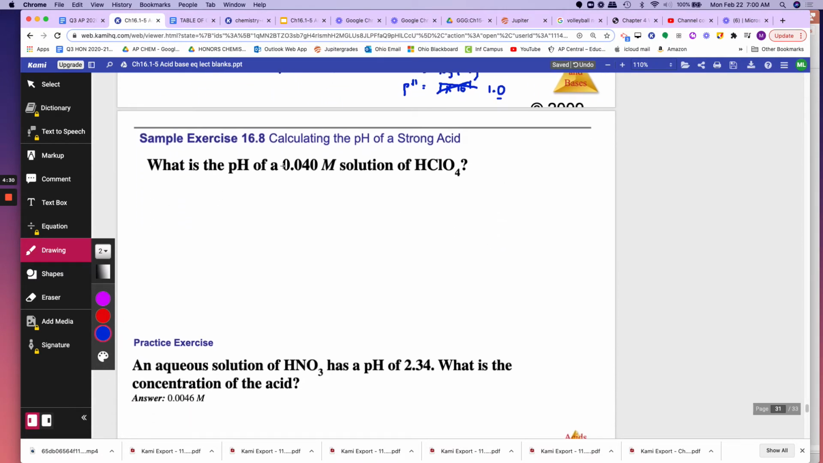Okay, here's another example. What's the pH of a 0.04 molar HClO4? Well, yes, that's a strong acid, so you're going to just do pH is equal to negative log of 0.04, which is equal to 1.40. That is the pH. Here we have two significant figures, and here we have two significant figures. Pause the video and try this yourself.